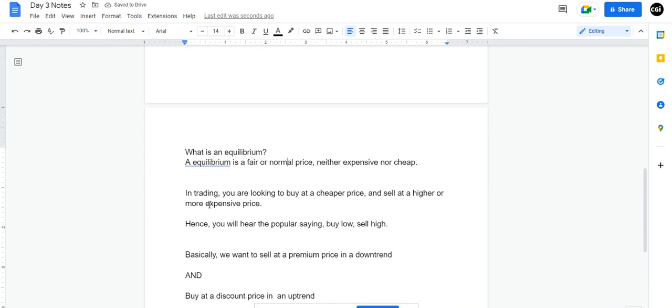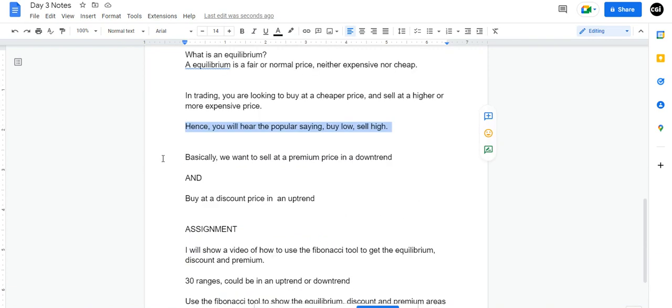So in trading, you are looking to buy at a cheaper price and sell at a higher or more expensive price. Not just in trading, this applies in any business. If you buy something for the purpose of reselling it, you always want to resell it at a higher price than what you bought it for. So in trading, that's the same thing that we're doing. We buy at a cheaper price and we sell at a higher price. Hence you'd usually hear the saying buy low and sell high. So basically we want to sell at a premium price and buy at a discount price.